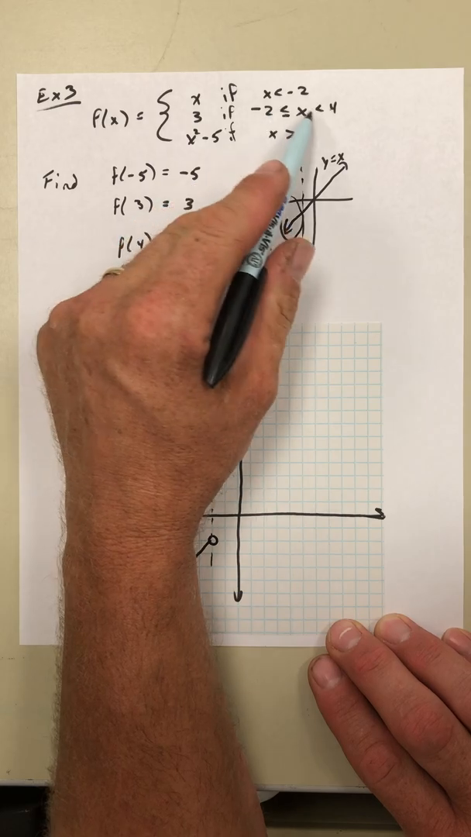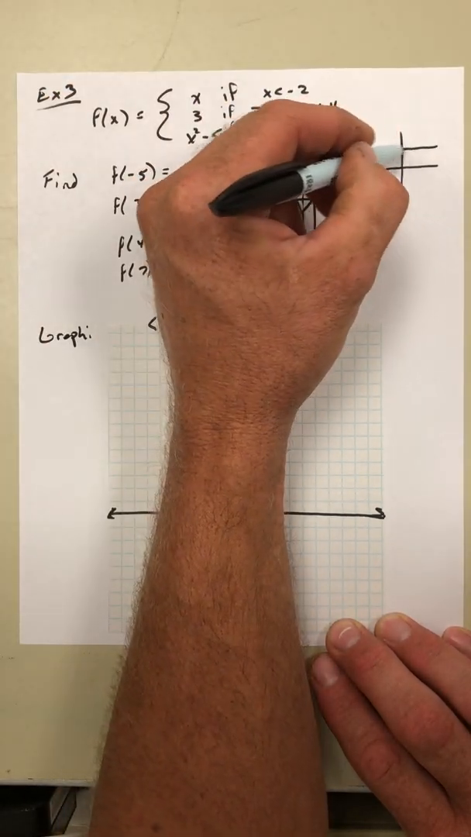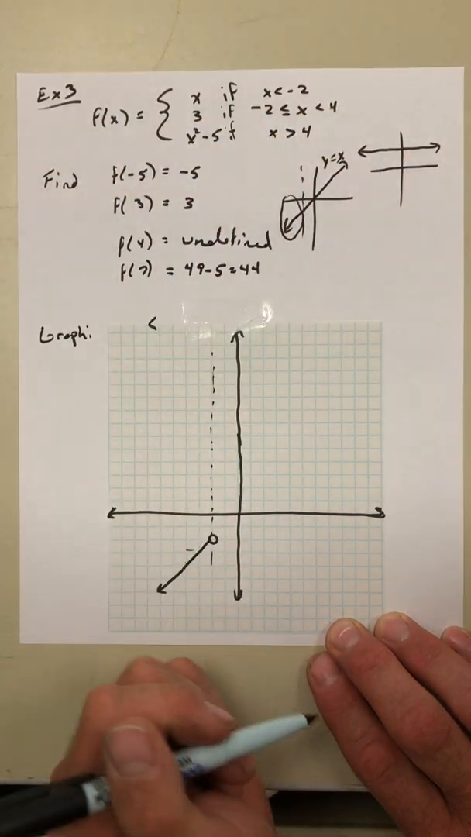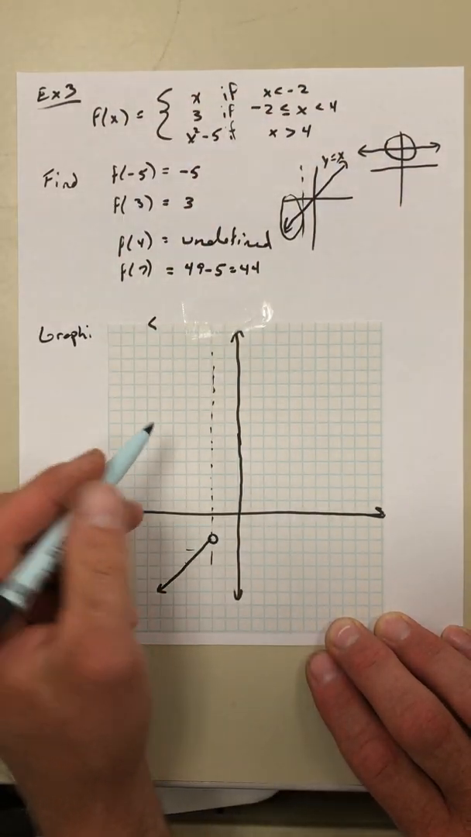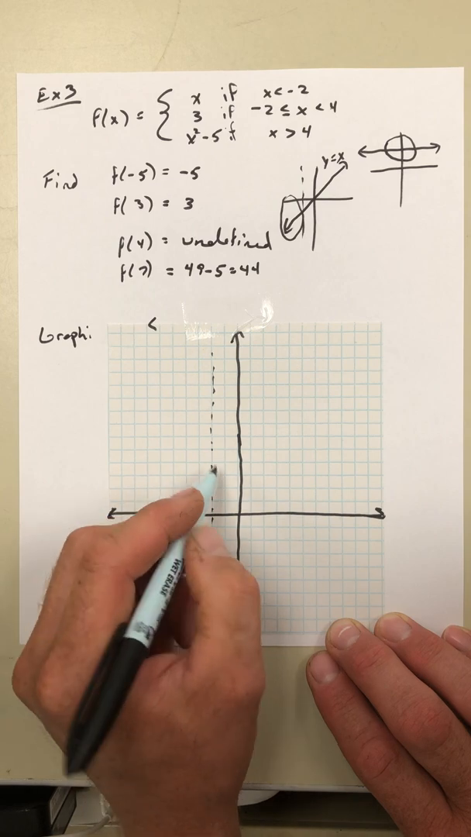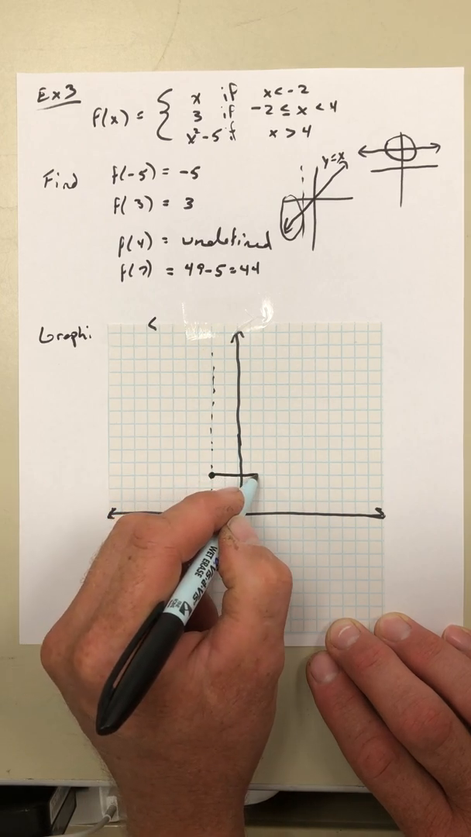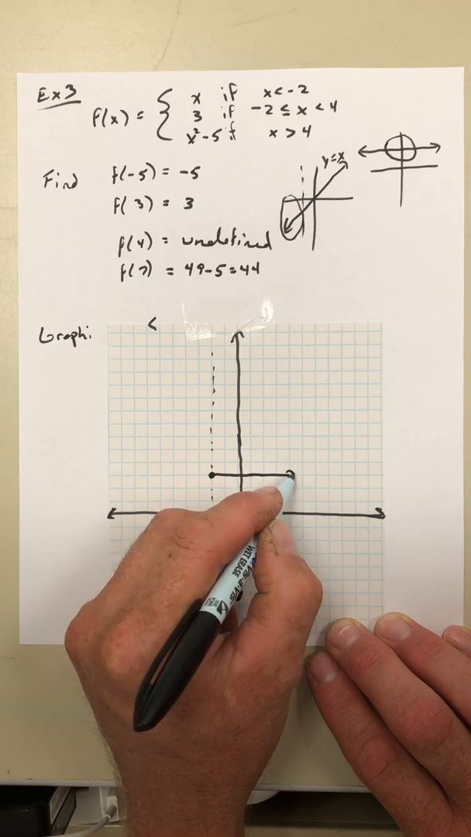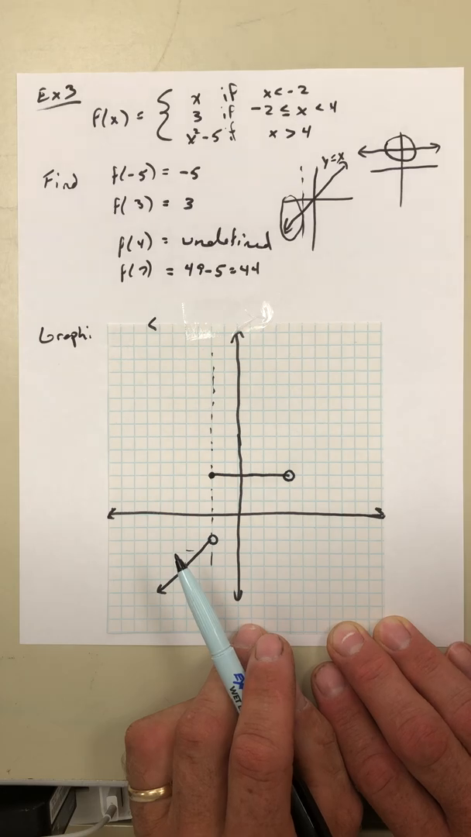3, if we're between -2 and 4. Again, y equals 3 is going to be a horizontal line. We're only interested between -2 and 4. So between -2 and 4, we can equal -2. So we'll have that solid circle. And if we come over all the way to 4, we're going to have an open circle there because we cannot touch at 4.